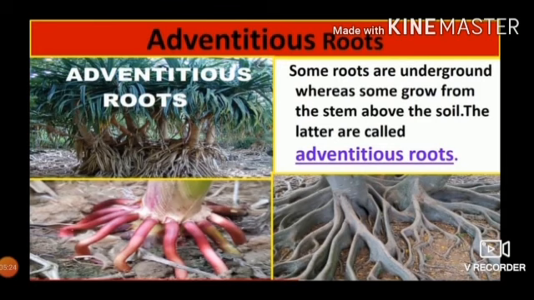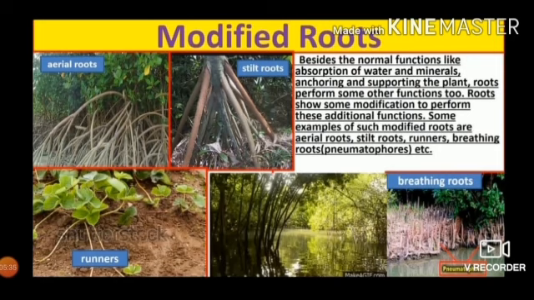Adventitious roots. Some roots are under the ground while some grow from the stem above the soil. The latter are called adventitious roots. Modified roots. Besides the normal functions like absorption of water and minerals, anchoring and supporting the plants, roots perform some other functions too. Roots show some modification to perform these additional functions. Some examples of such modified roots are aerial roots, stilt roots, runner roots, breathing roots or pneumatophores, etc.